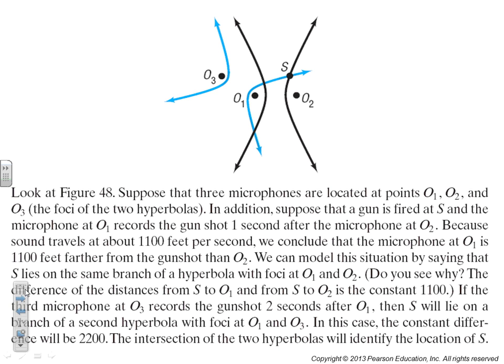If the third microphone at O3 records the gunshot 2 seconds after O1, then S will lie on the branch of the second hyperbola with foci at O1 and O3. In this case, the constant difference will be 2,200. The intersection of the two hyperbolas will identify the location of S. This is all just information.